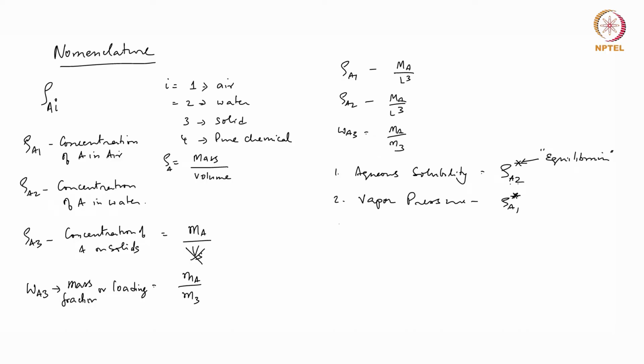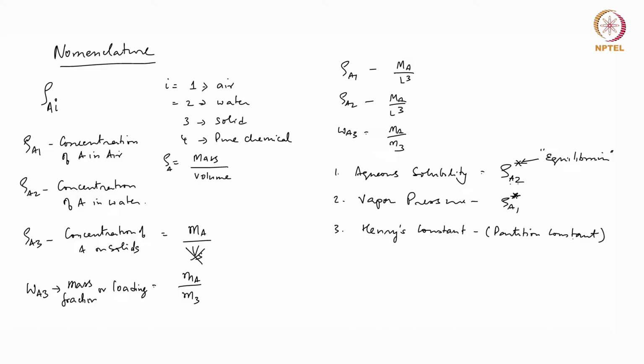And we also looked at Henry's constant. Henry's constant is a ratio, and we usually have this partition constant kind of concept. So this is a partition constant or a distribution constant.